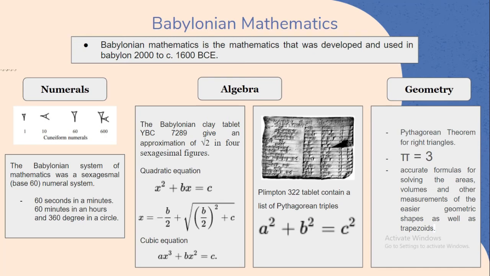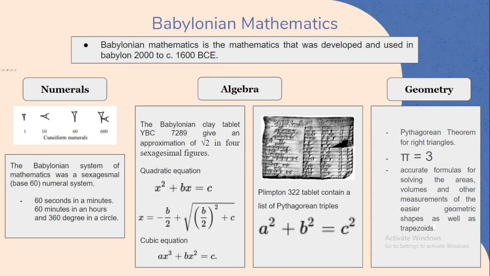For quadratic equations, first they use x squared plus bx equals c. After that, they change to x equals negative b over 2 plus square root of (b over 2) squared plus c. For cubic equations, they use ax cubed plus bx squared equals c. And this is the Plimpton 322 tablet which contains a list of Pythagorean triples, for example integers a, b, c, where a squared plus b squared equals c squared.